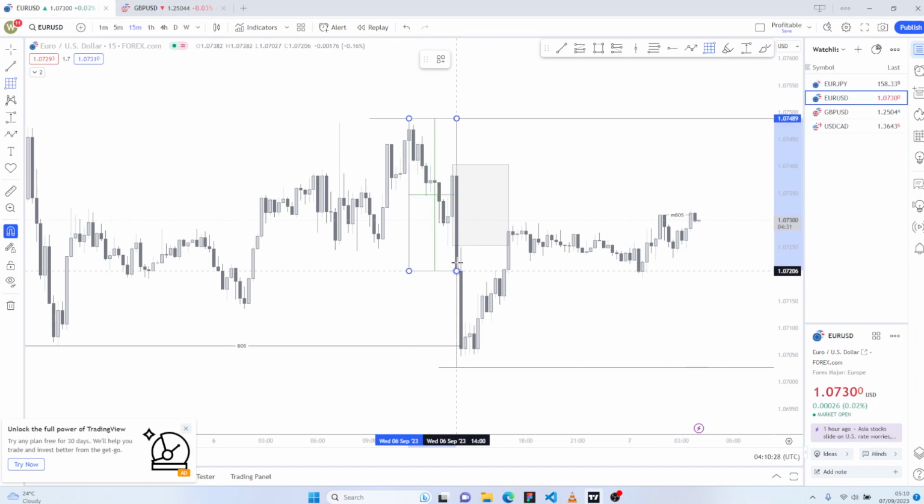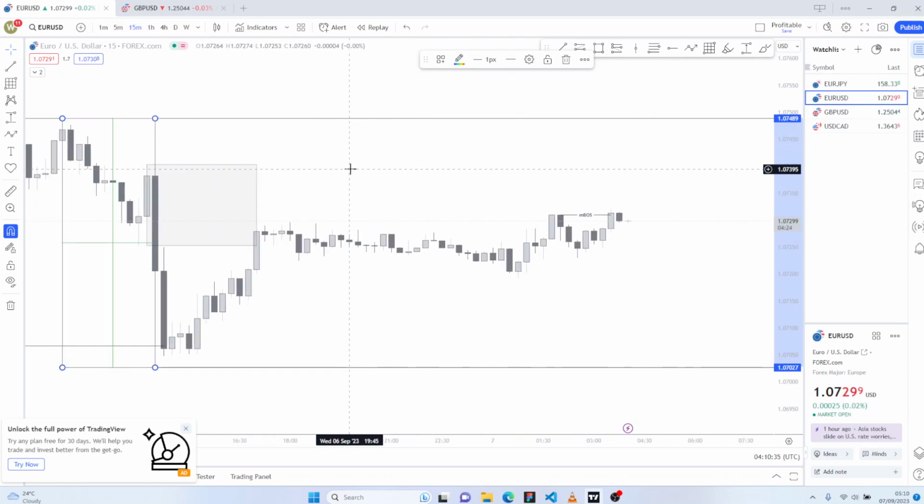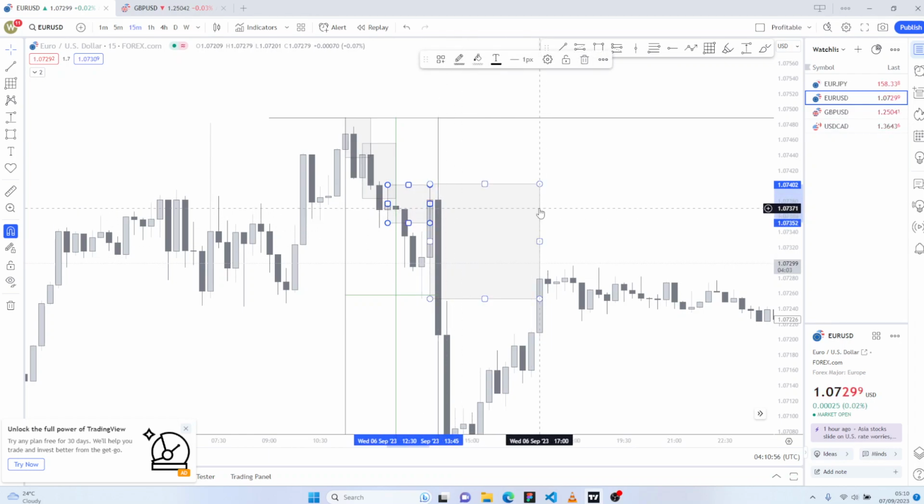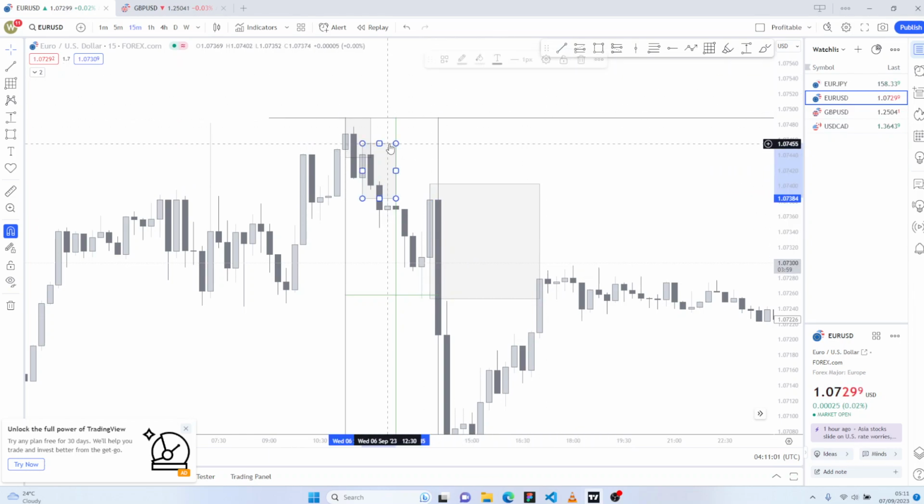So if I plot my premium and discount, you can see this is premium. We are currently within that range. And if we look at all the ranges that formed within this premium zone, you can see we have this one, which was mitigated here, right? Then we have this one, which was mitigated here, and we have this one, which was mitigated here. So this is currently the only supply that hasn't been mitigated, and we are currently within there.